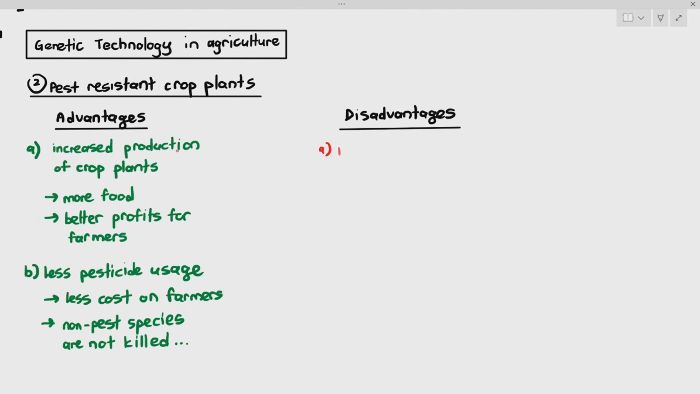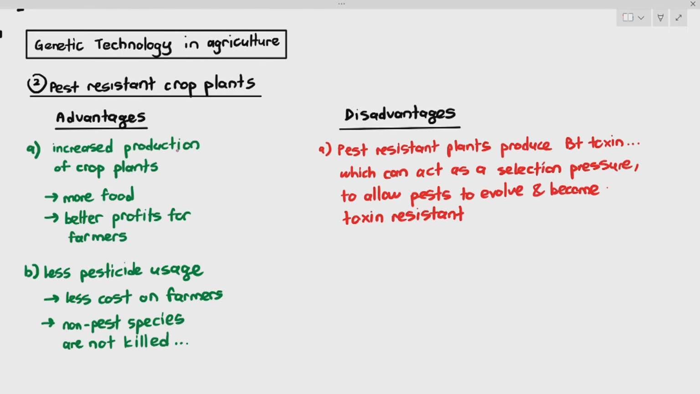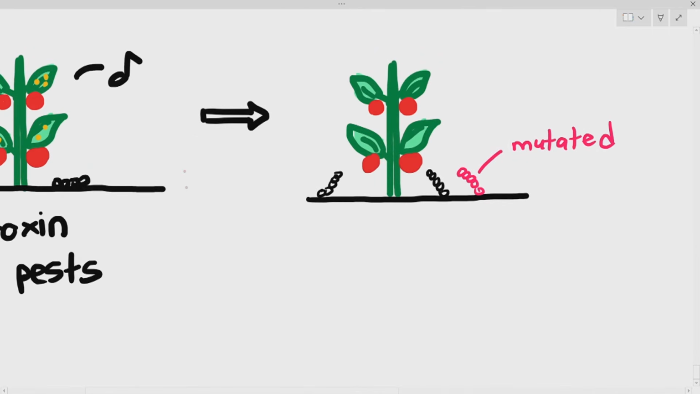However, it also comes with its own fair share of problems. Pest-resistant crop plants produce Bt toxins, which can act as a selection pressure to allow pests to evolve and become toxin resistant. Sounds like a mouthful. Let's explain this. So what happens first is, yes, the plants are producing Bt toxin. This is a genetically modified pest-resistant crop plant. The Bt toxin kills the pest. More pests come towards the plant and try to damage the plant. All it takes is for one of the pests to mutate, and if it mutates in such a way that makes it Bt toxin resistant.